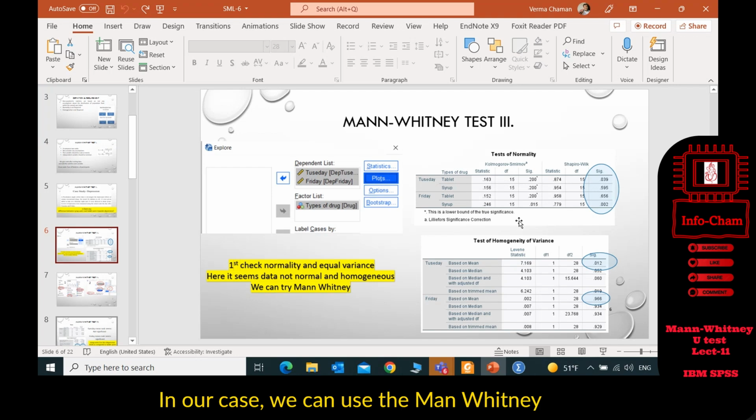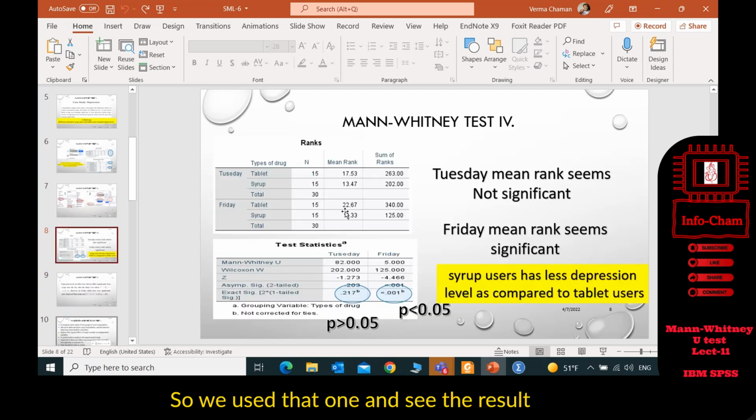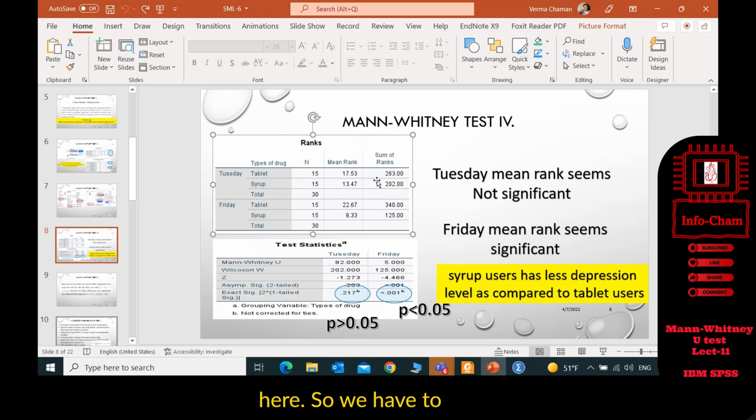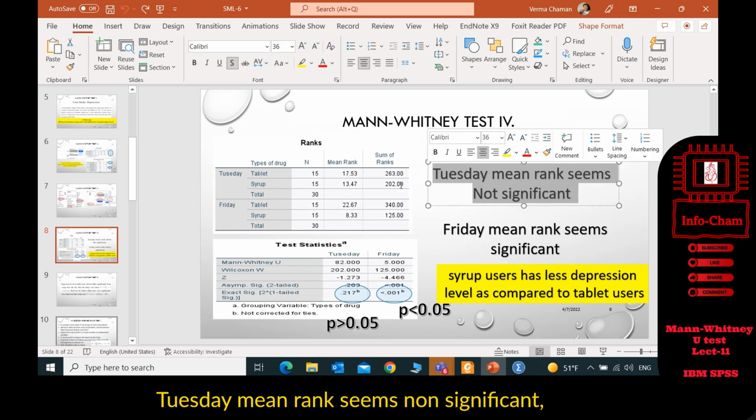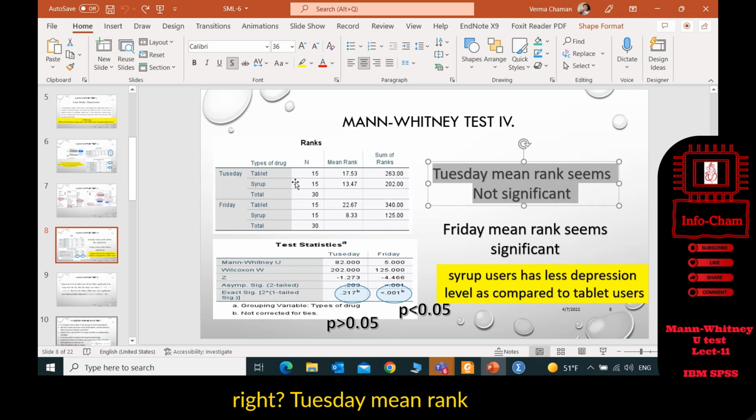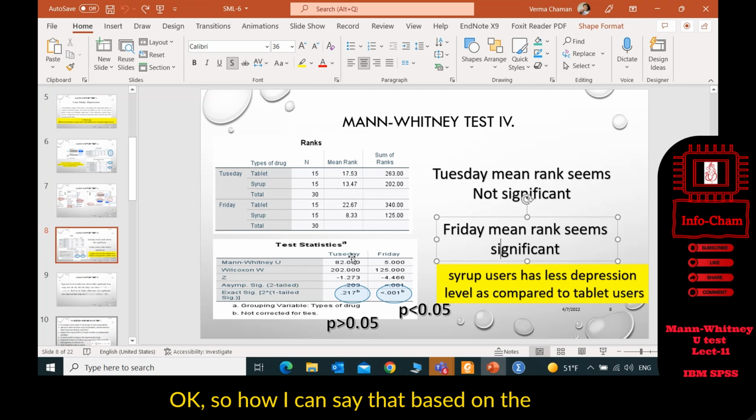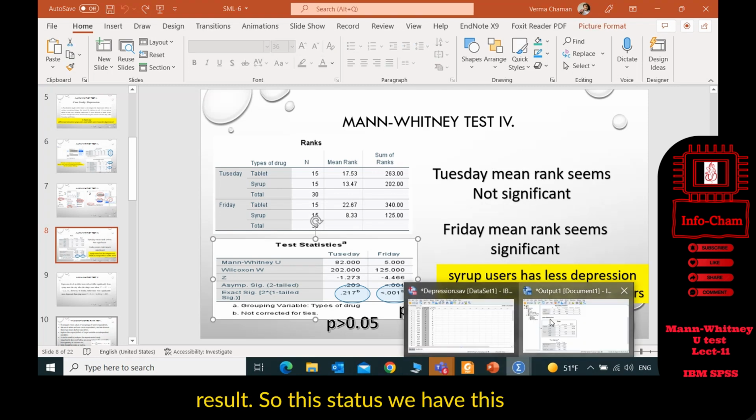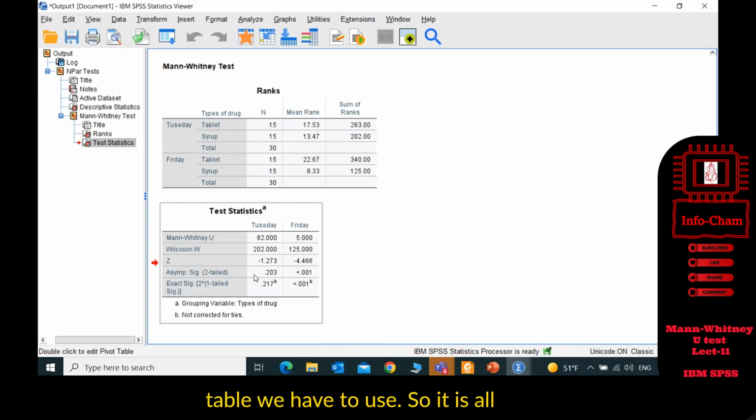So in our case, we can use the Mann-Whitney test because it is important, right? So we used that one and see the result here. So we have to use the two rank tables. With that one, I can easily understand Tuesday mean rank seems non-significant, right? But Friday is like a significant. Okay, so how can I say that based on the result? This statistics table we have to use.